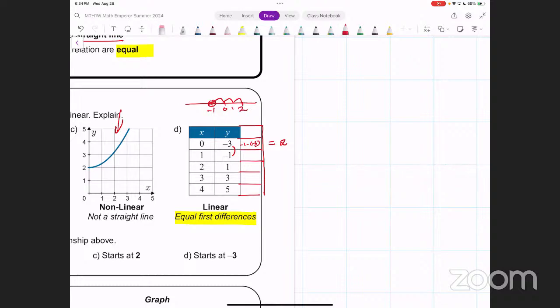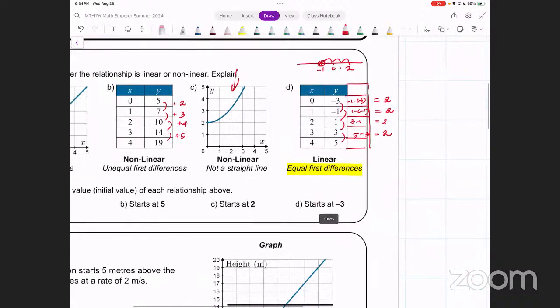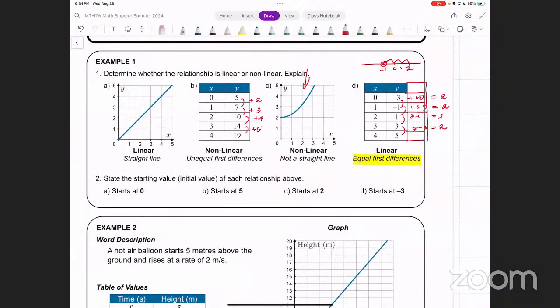Okay, cool. Now, 1 minus -1, which is 2. 3 minus 1. 5 minus 3, which is also 2, isn't it? So this is called the first difference. Did you guys see how I calculate the first difference? Is everyone seeing that? Yes? Okay. Now we're going back to state the starting value for each relationship.